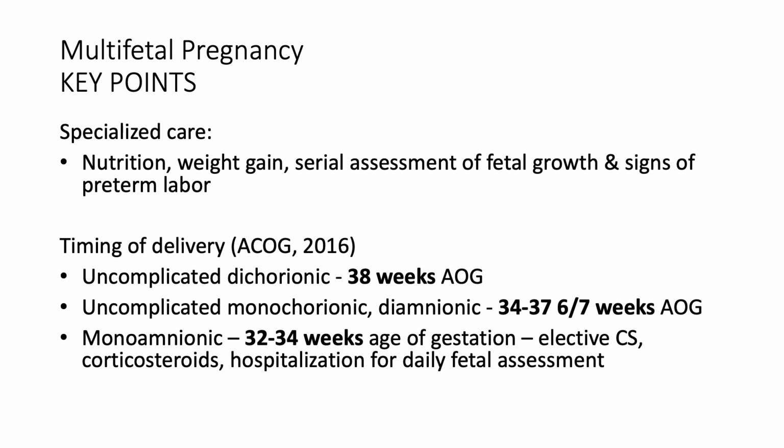The delivery of twins is recommended at 38 weeks for uncomplicated dichorionic gestations, at 34 to 37 weeks and 6 days for uncomplicated monochorionic diamniotic twins, and at 32 to 34 weeks for monoamniotic twins. Monoamniotic twins are commonly delivered via elective cesarean section after administration of a course of corticosteroids, and hospitalization may also be done at an earlier age of gestation in order to perform daily fetal assessment.